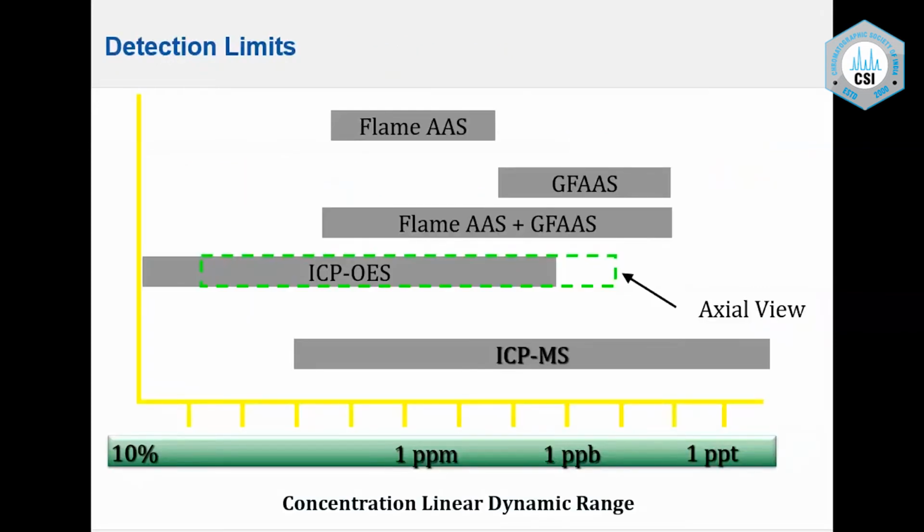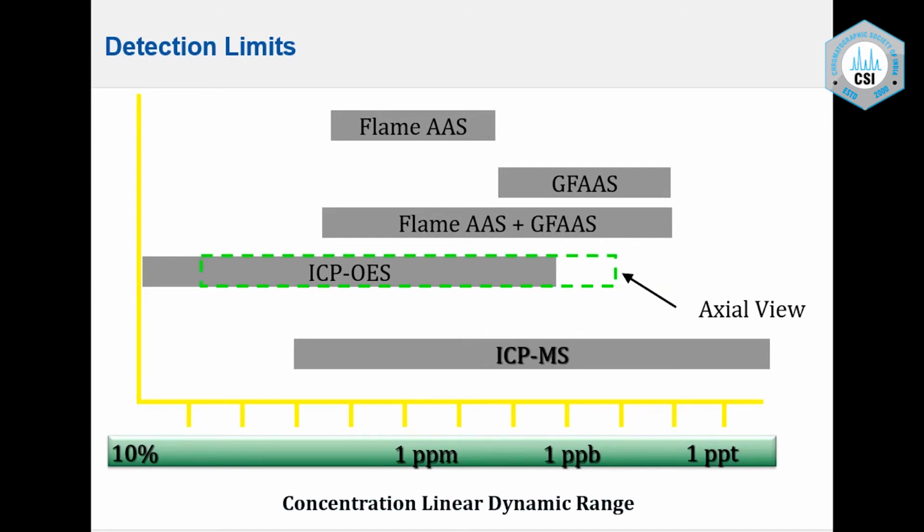If you look at detection limits, different technologies have different detection limits. When you select any technique, you need to see what guidelines you are following, what limits you have mentioned, and what the detection limits of the instrument are. With flame, you get concentrations at ppm level. If you want to go to a very low level, you have to change over to graphite furnace, and you can do analysis in ppb, lower ppb levels.